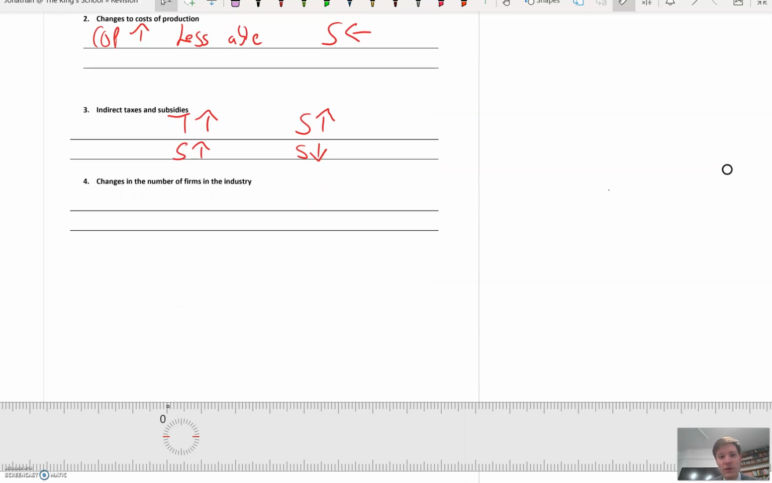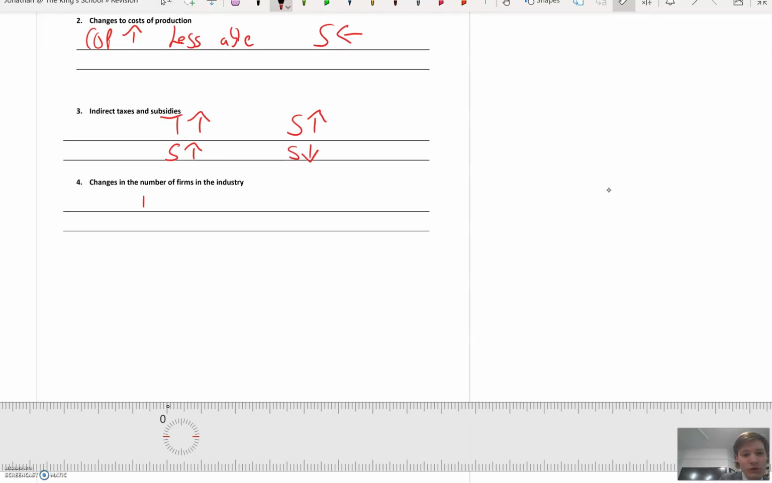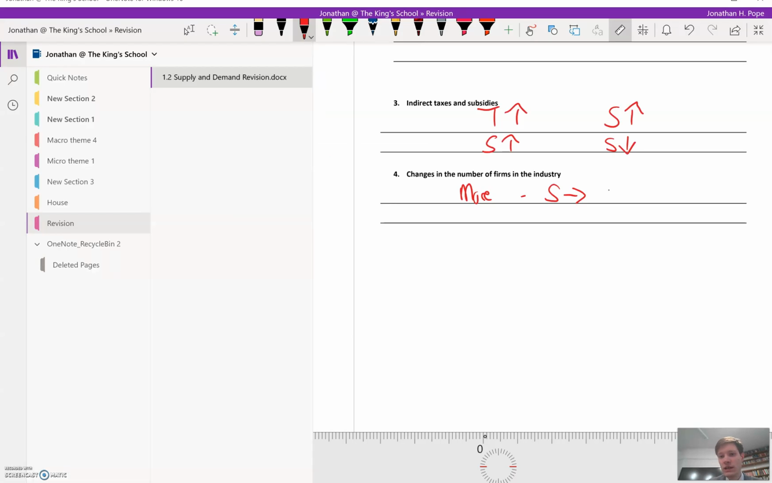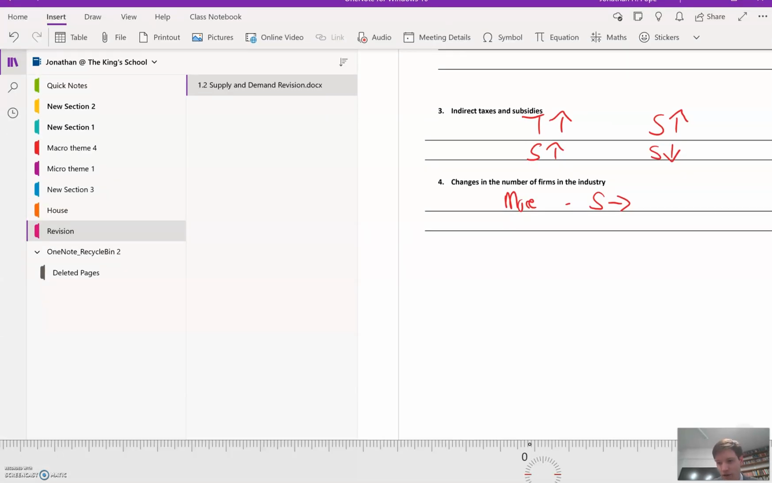And changes to the number of firms in the industry. Well, if you have more firms, then obviously supply is going to go to the right. That may happen because of changes to barriers to entry, possibly changes to the level of profits in the industry, pulling more firms in, and therefore resulting in a greater output.